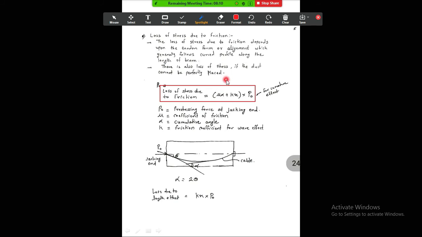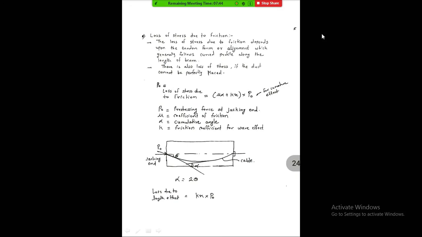When the values of mu and alpha are not given in the numerical, we take this value as 0, and our formula reduces to loss of prestress equal to kx into P0, the prestressing force, where k is the friction coefficient of the wave effect, and its value is generally given in the problem. These are the different kinds of losses which happen during the prestressing process.